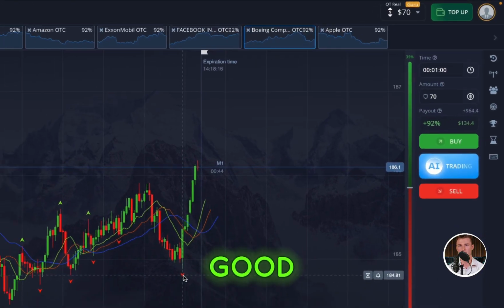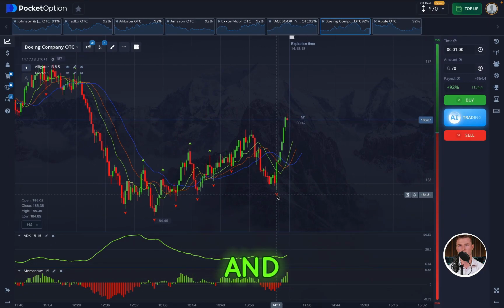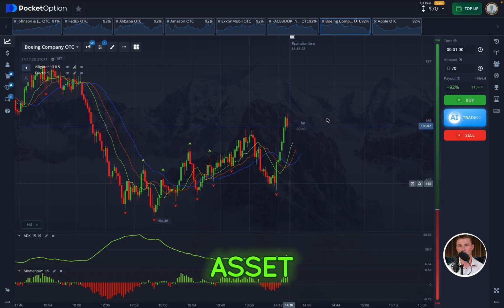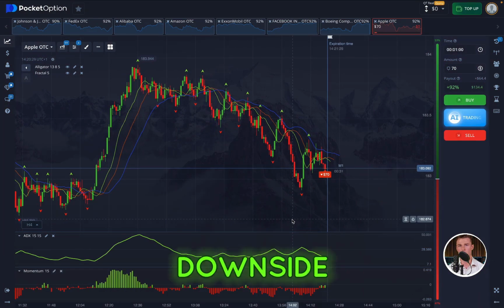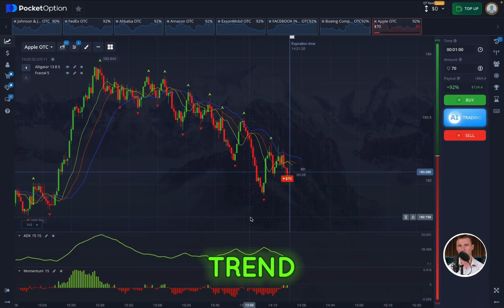Today, we will make a good acceleration of the deposit, and the first trade will be opened for the full amount of the balance, $70. Let's start and choose the first asset to find the most optimal entry point. And let's open the first position here on the downside in the direction of the actual trend dynamics.